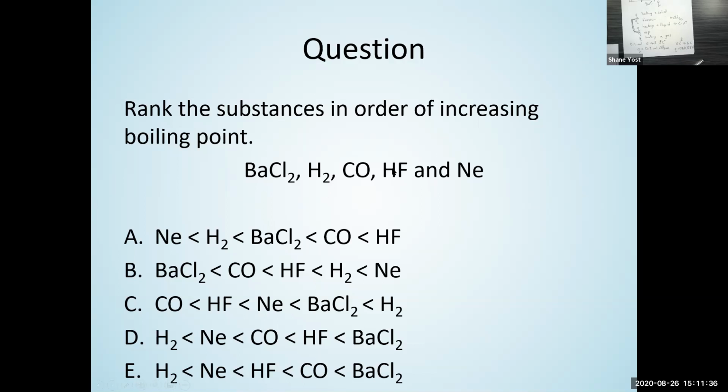And then HF technically has dipole-dipole interactions, but whenever we have hydrogen bonded with fluorine, oxygen, or nitrogen, it's just hydrogen bonding, and we don't even worry about the weaker stuff. We just say, okay, it's hydrogen bonding.